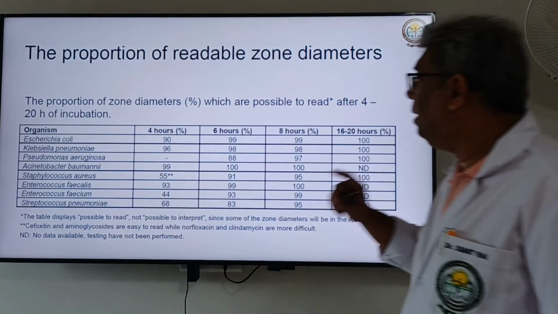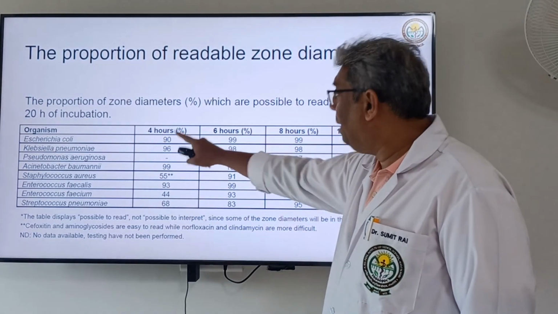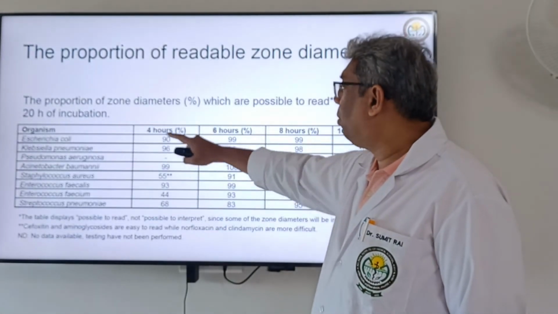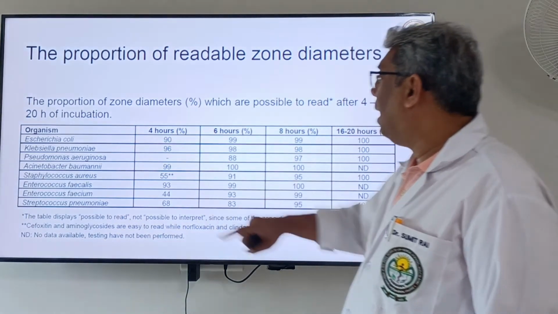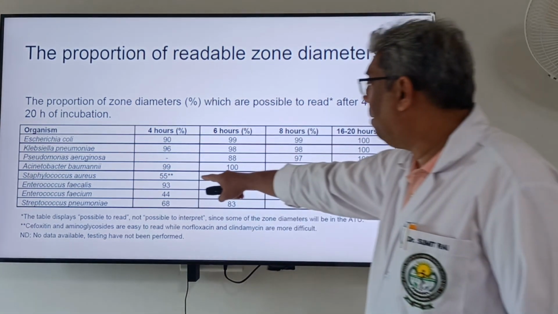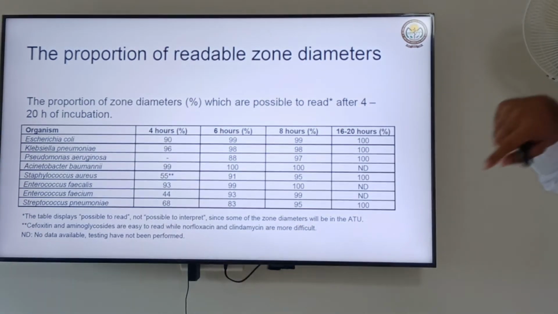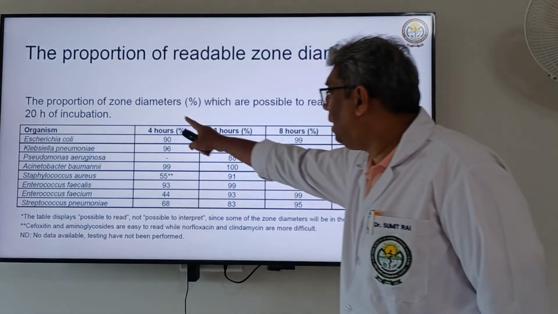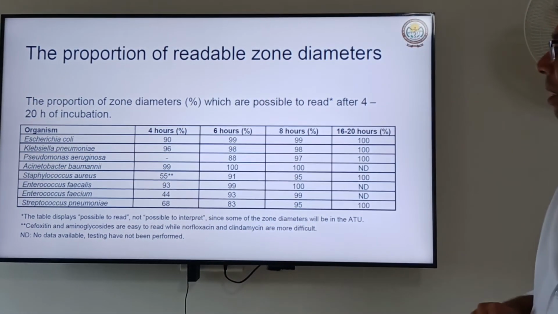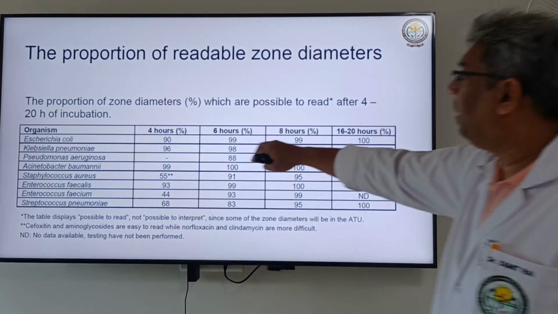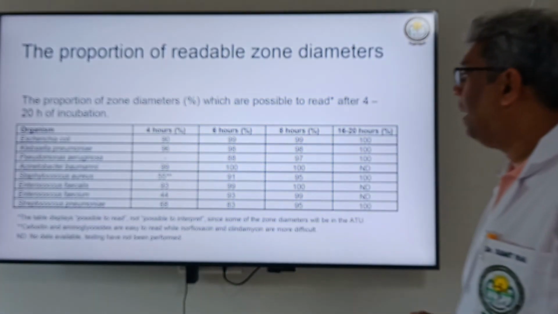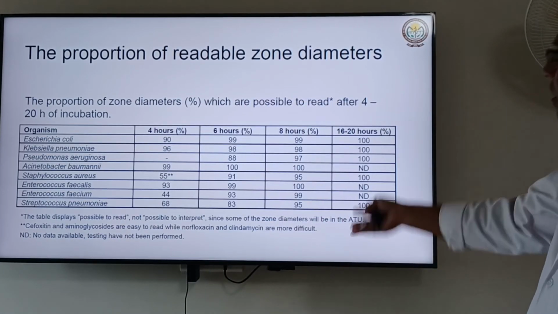Okay, so you can read E. coli at 4 hours in 90% of strains. 96% of Klebsiella you can read at 4 hours. 99% of Acinetobacter you can read at 4 hours. So only 55% for Staph aureus. So this is the percentage of the strains that you can read at 4 hours. If you can read E. coli at 4 hours, fine, then do the reporting. The breakpoints are established for rapid AST at 4 hours, you can give the report immediately.